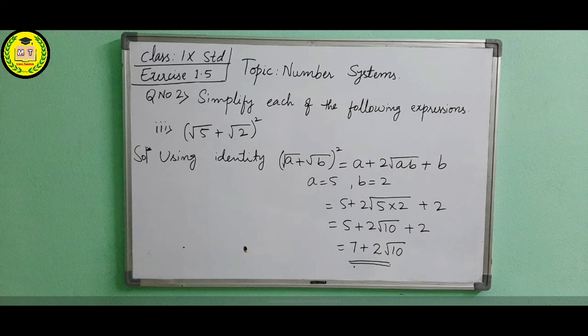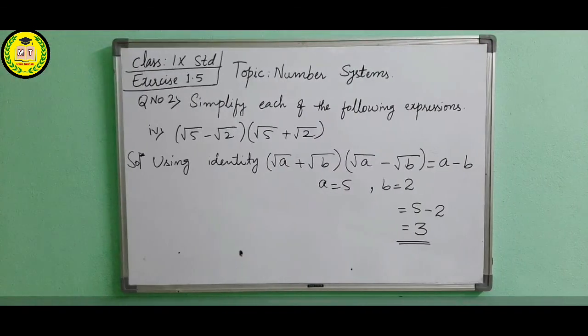Now in the same bit, one more last question, the fourth one. (√5 − √2)(√5 + √2). Again the same terms, one positive and one negative. So it becomes a minus b. The first number a is 5 and the second number b is 2. So 5 minus 2 will give you 3.